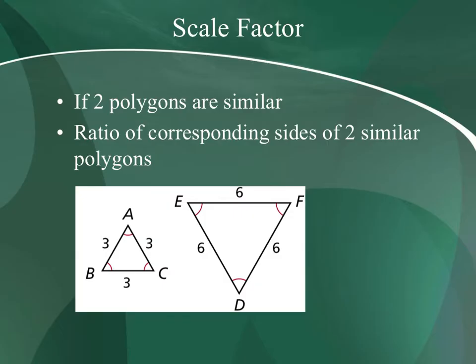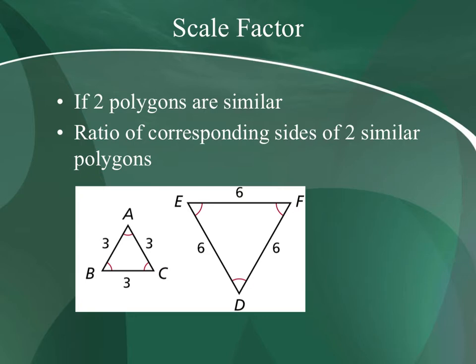So if you're told that two polygons are similar, then the ratio of the corresponding sides of the two similar polygons becomes the scale factor. You always need to reduce your ratio. Now, the order of the letters is important.